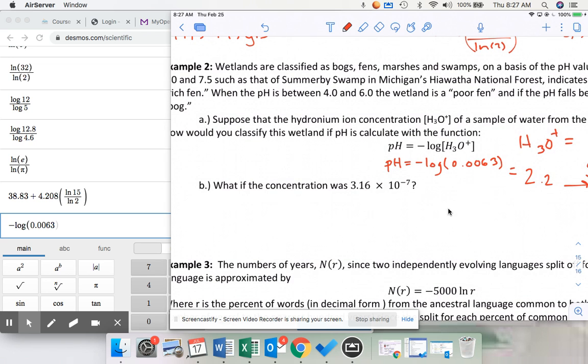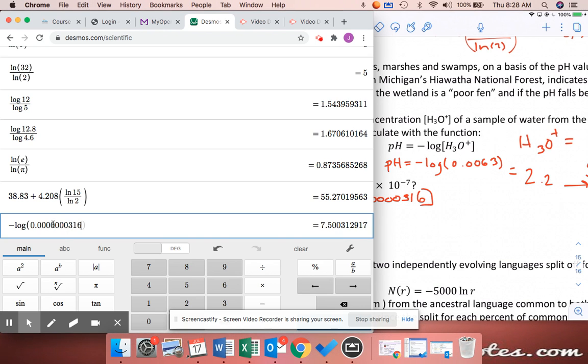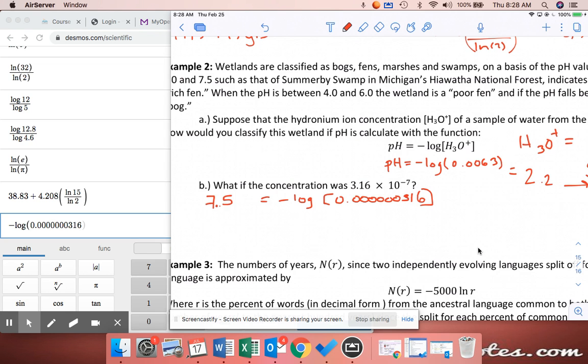All right, so we've got 7 back now, 0.1, 2, 3, 4, 5, 6, and then the 3. We're going to plug that into negative log. And we get 7.5. Interesting. So it looks like the less of this ion that you have in your wetland, the better the bog.